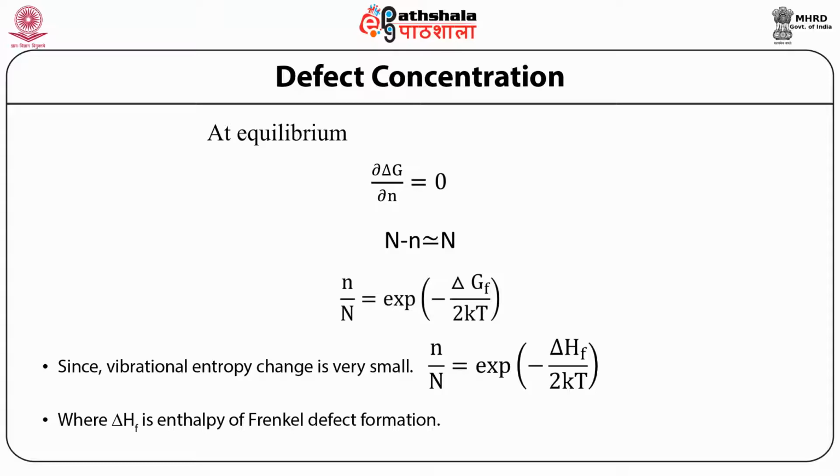Similarly, for Schottky defects, you can all work out that small n by capital N is equal to exponential of minus delta Hs by 2kT.